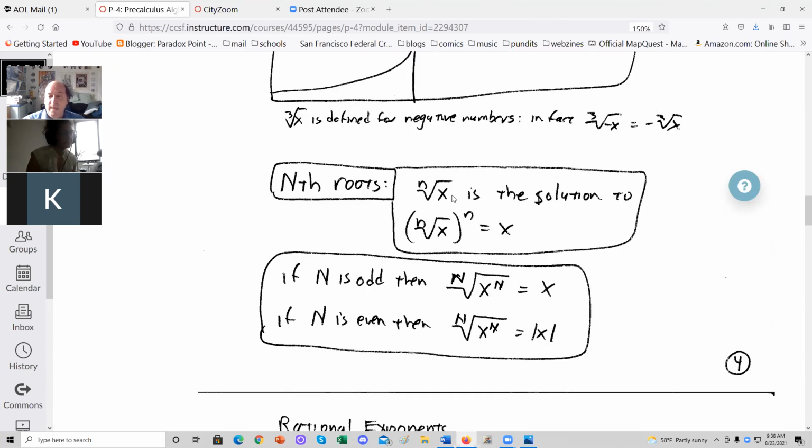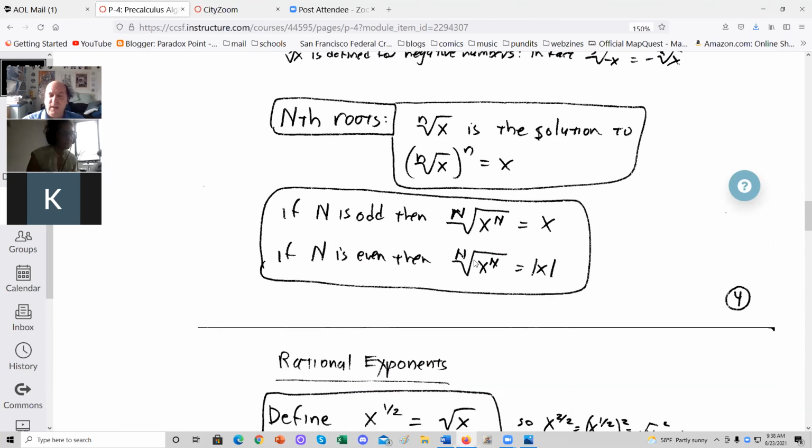In general, the nth root of x is the number whose nth power is x. If n is odd, then the nth root of x to the n is x. They just cancel. If n is even, the nth root of x to the n is the absolute value of x, and you wind up with trouble with finding even roots of negative numbers.